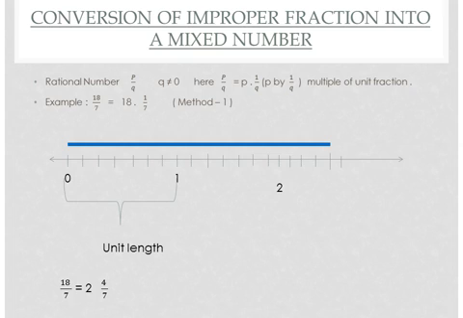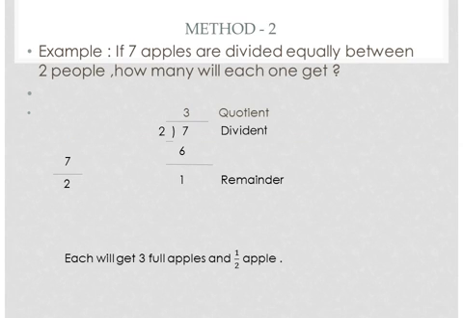So you write here 18 upon 7 is equal to 2, the whole number, and after 2 there are the 4 parts. So you write numerator 4. So what is the answer of that conversion of improper fraction into mixed number? 18 upon 7 is the improper fraction, and 2 and 4 upon 7 is the mixed number. Conversion of an improper fraction into a mixed number.